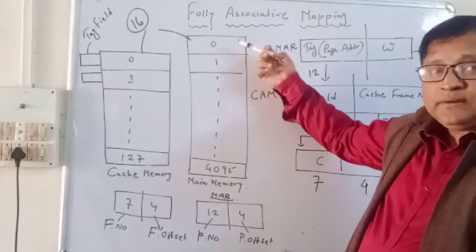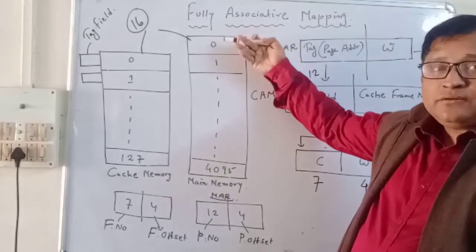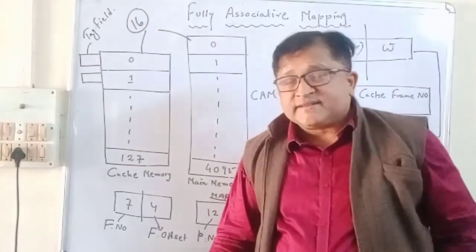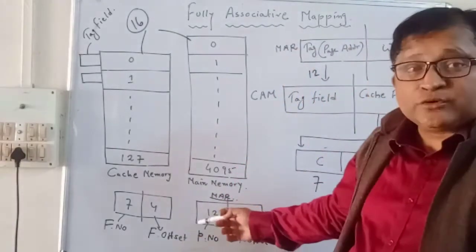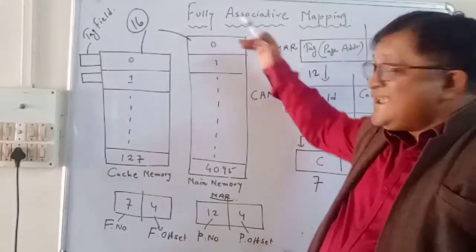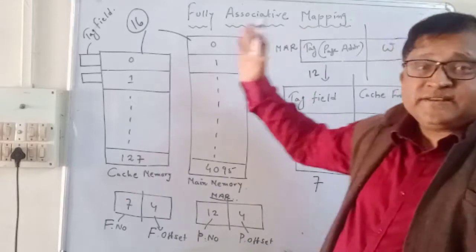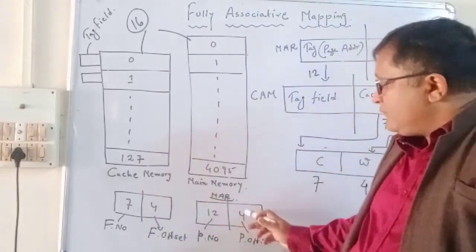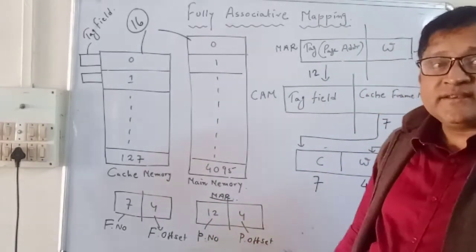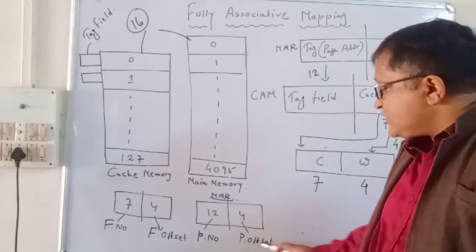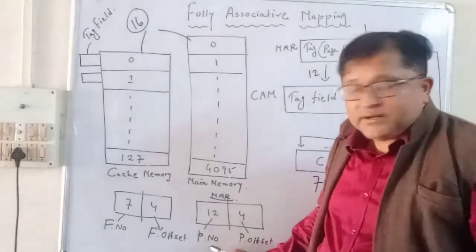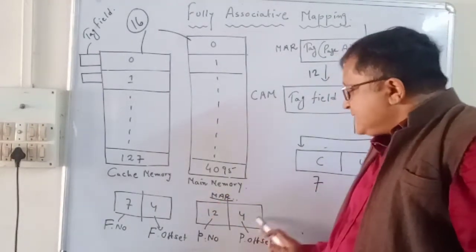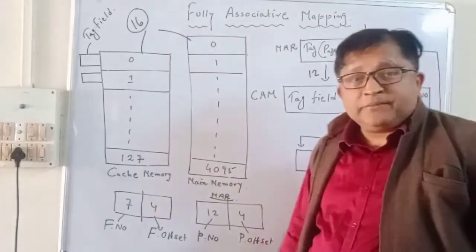Similarly, in our example, the main memory consists of 4096 pages. 4096 is 2 to the power 12, so 12 bits are used to address each page in the main memory, and each page is divided into 16 locations. We require 4 bits to address any of these 16 locations, so 4 bits is the page offset. The 12 bits represent the page number, and the page offset is represented by 4 bits. That is the memory address register, the address register that points to a certain memory page.